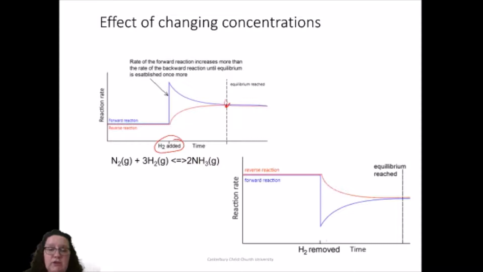On the other hand, if hydrogen, one of the reagents, is removed, then we have the opposite effect. The reverse reaction will stay as it is, and the forward reaction will decrease. The forward reaction rate will decrease because hydrogen has been removed, until a point at which the equilibrium is reached, and the reaction will stay at equilibrium.